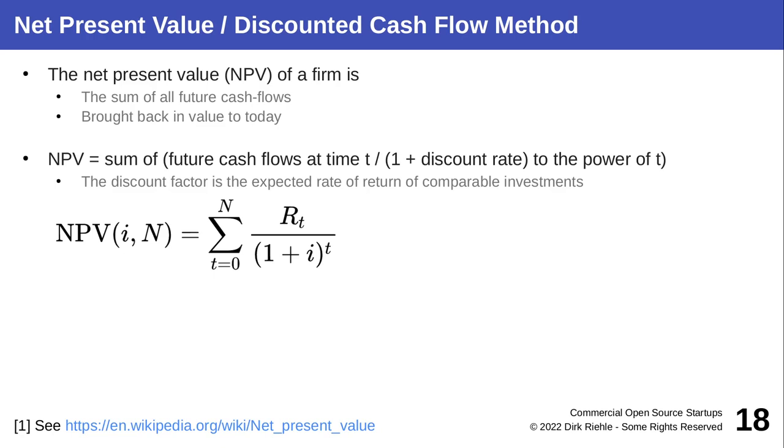And here's the formula. You basically map out by current growth the future cash flows, revenues year over year, discount them using a discount factor to today, and add it up, and that would be the net present value of the company.